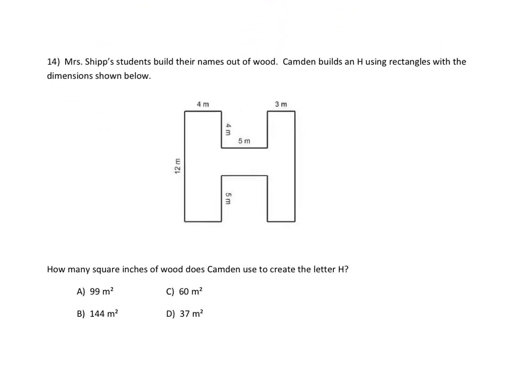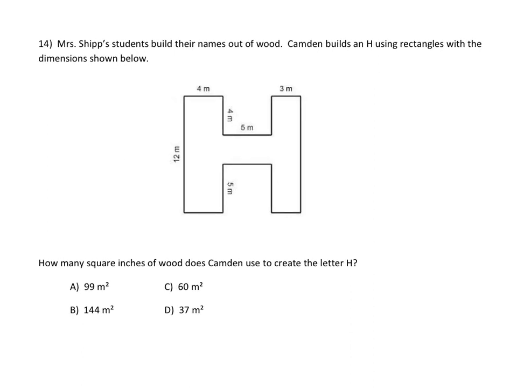Number 14. Students build their names out of wood. Camden builds an H, choosing rectangles with the dimensions below. How many square inches of wood does Camden need to use to create the letter H? Okay. So technically we have 3 rectangles. We have rectangle here, rectangle here. So I have area equals base times height, area equals base times height, area equals base times height. But none of these rectangles are the same, guys. Okay? So this one is a 12 by 4. 12 times 4, which is 48.